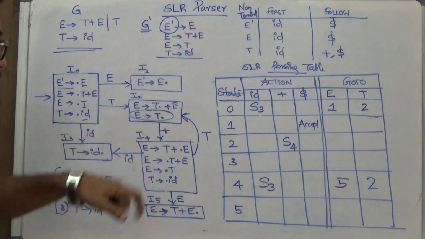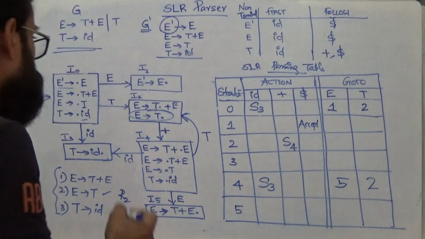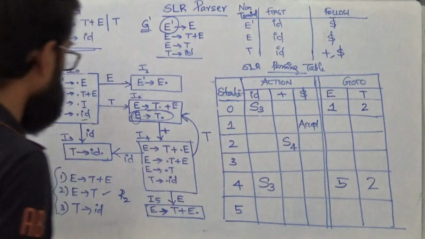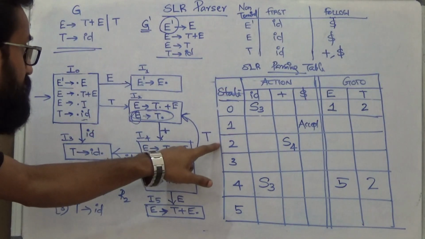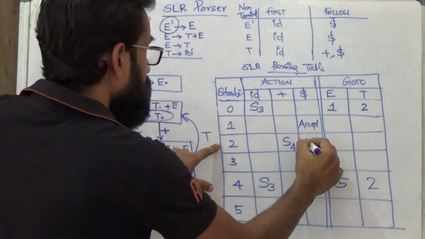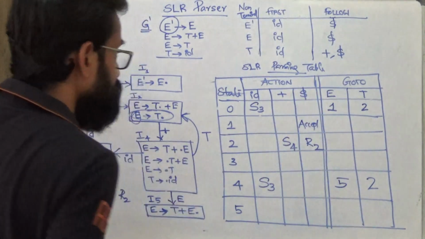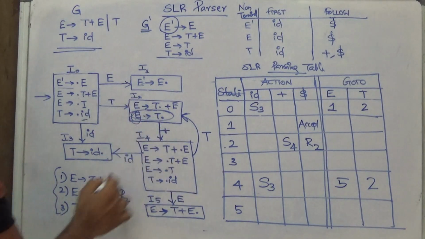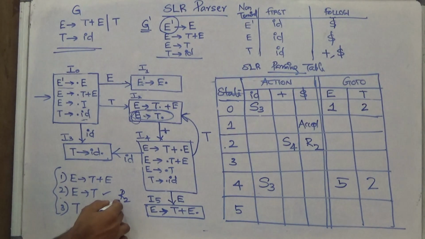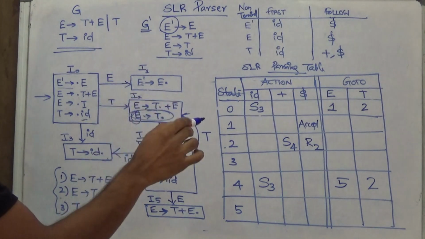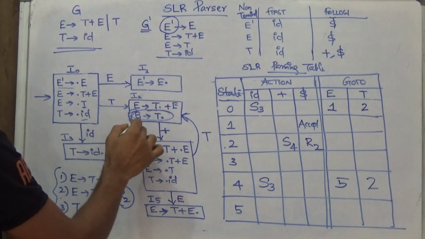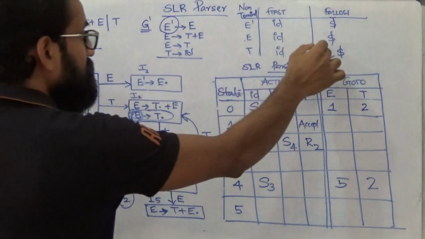So the production is E giving T. You need to create entry corresponding to everything that belongs to follow of left hand side. What is follow of E? Follow of E is dollar. So corresponding to state 2 and corresponding to dollar, you have to create R2. So if I consider state 2, you are having E giving T. E giving T is the second production. So you have to apply reduction R2. You have to create entry corresponding to each and every column corresponding to the follow of left hand side, follow of E, that is dollar.